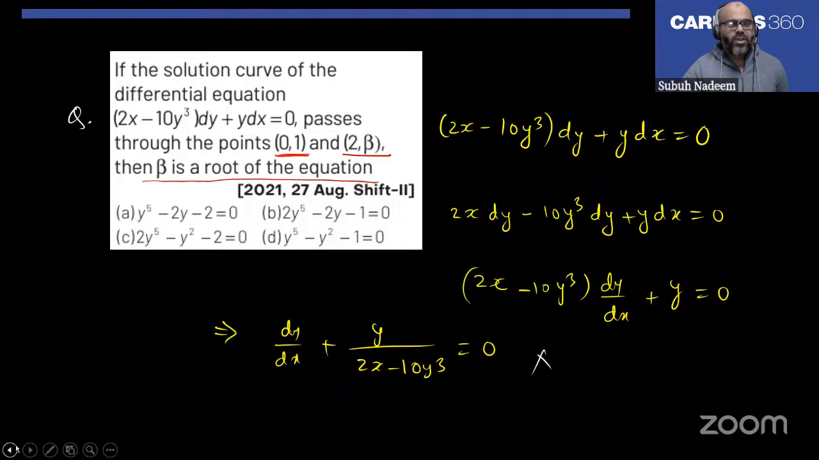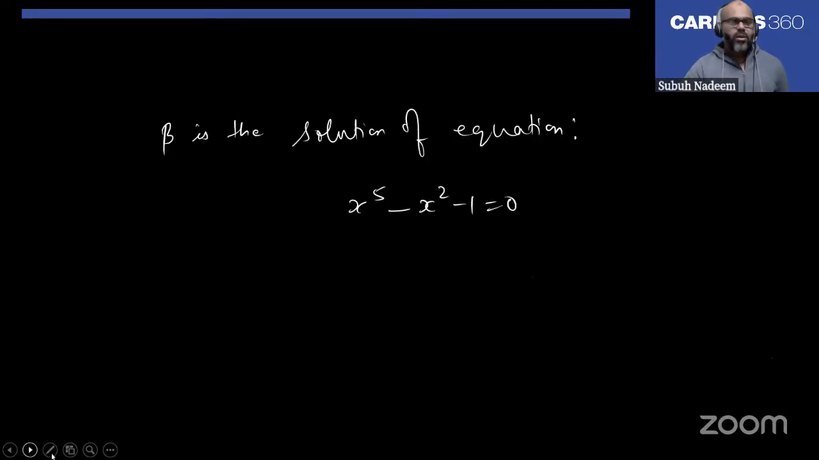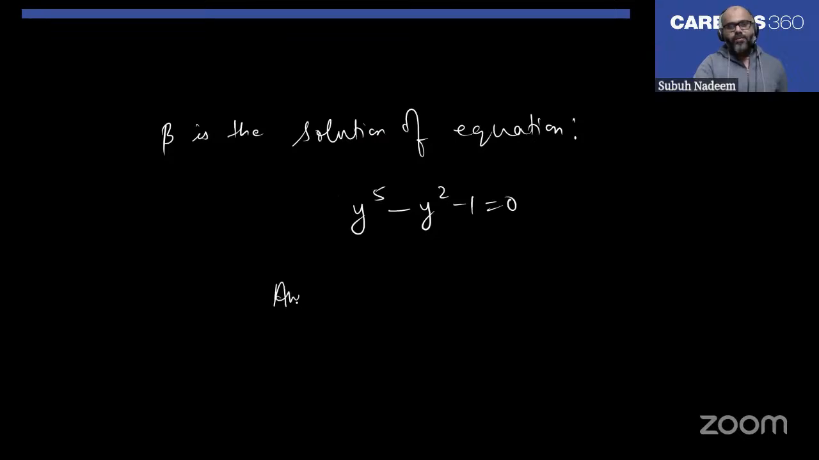So they are using y to the power 5 minus y square minus 1 equal to 0. So option D. This is option D. So let us write it as y. It is not a great deal. We can use x or y, whatever we want to denote it. So y to the power 5 minus y square minus 1 is equal to 0. So we have answer option D.